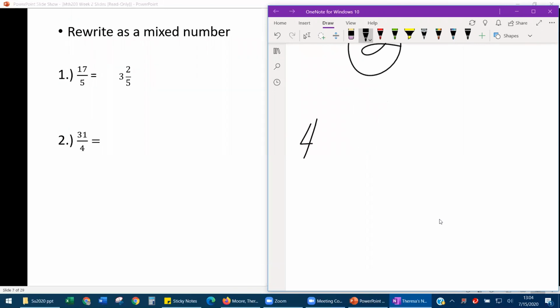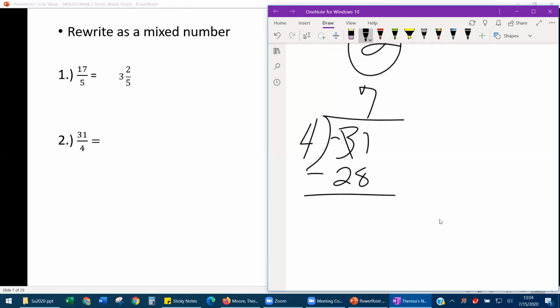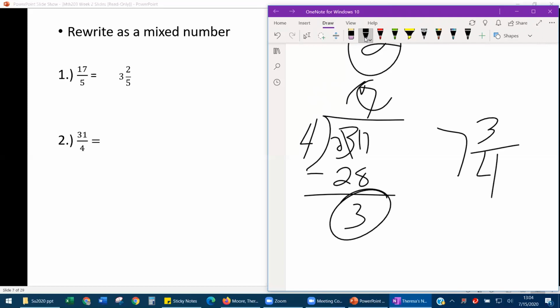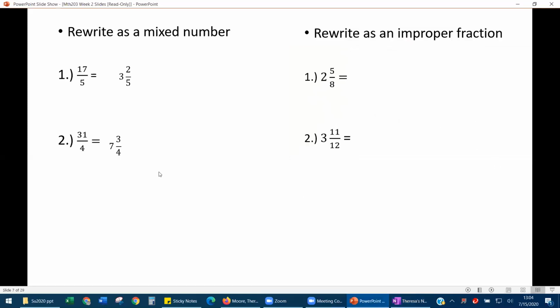31/4, that's 4 into 31. 4 goes into 31, 8 would be too many, right? 4 times 8 is 32, so we'll go with 7. 7 times 4 is 28. Do our subtraction. 3 left over, sorry about that. My whole number is 7, my numerator is 3, and my denominator stays 4. So 31/4 is 7 3/4.